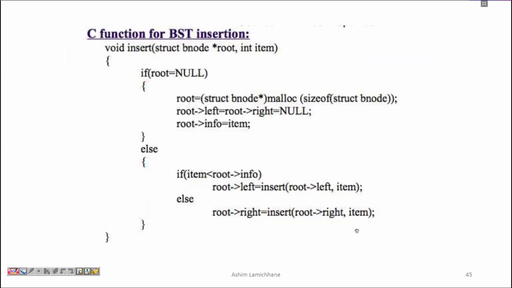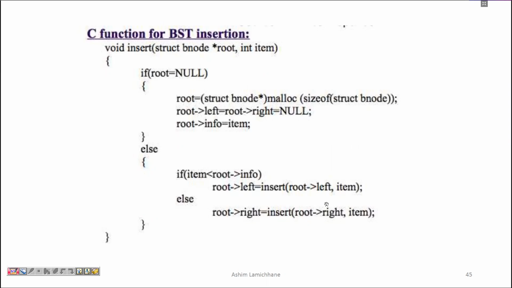So that insertion code is given. Whenever you go for insertion, you need to use the malloc function, because first you need to reserve the space for the new node. You need to put the values, make the two pointers null, and then you find out the appropriate position and connect it.